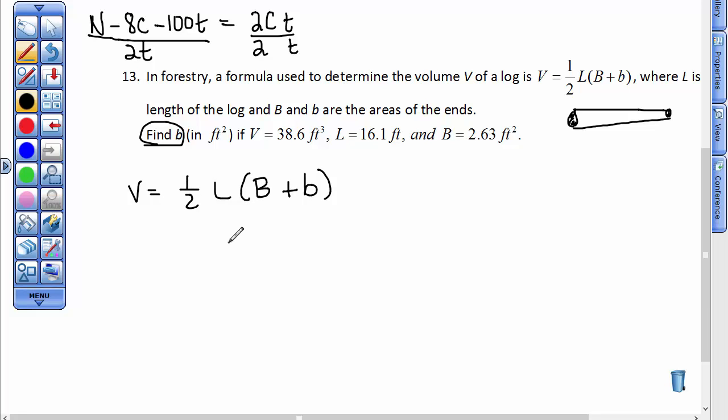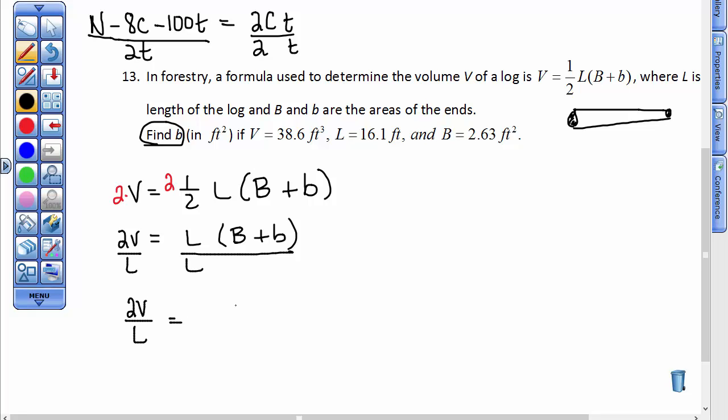So what I'm going to do is take this formula and rearrange it for little b first of all. I think what's easiest for most people to see is to multiply both sides by 2, to get rid of the 1/2. So we had 2V equals L times big B plus little b. Again, I could distribute these, but it's pretty easy to now divide by L. So now I have 2V divided by L, equals big B plus little b. And I want to find little b, so I'm going to subtract big B from both sides of this equation.